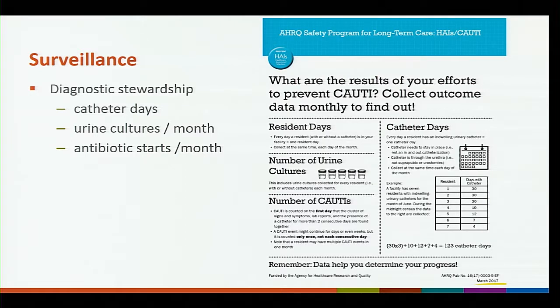And I think this highlights the importance of what we're doing and why surveillance is so important. Because we want to know how well our prevention efforts are working, right? So what are the results of our efforts? And we can really only do that if we're doing surveillance. So are we tracking catheter days? Are we tracking how many urine cultures are ordered per month? Are we tracking antibiotic starts per month?